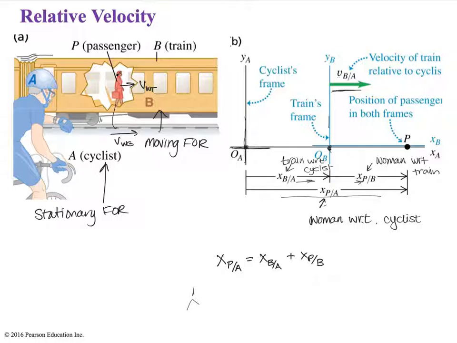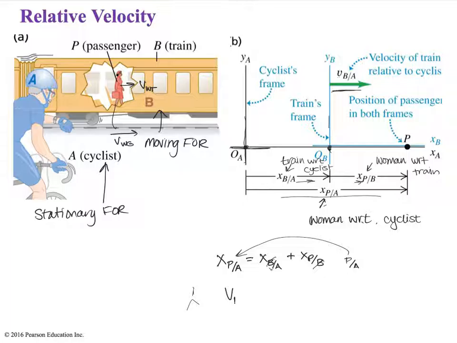Sometimes it's going to get confusing to see how these two work together, but I like to think about these subscripts here. Notice that if I put these two together, the B's would cancel out and I'd get the woman with respect to the cyclist. The P and the A would remain, and you see that that's over here. This is a position expression that relates all of their positions.